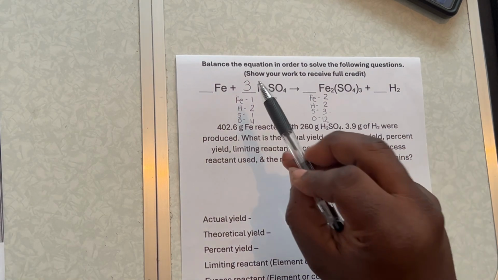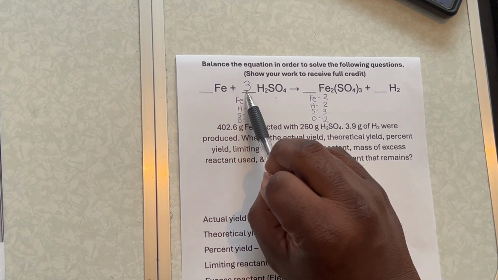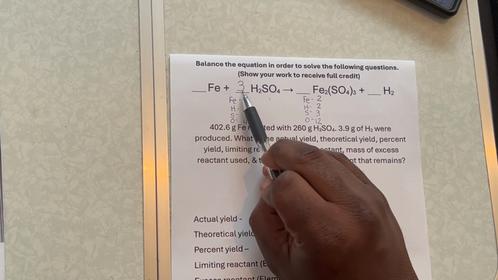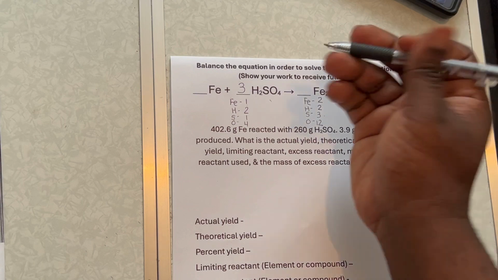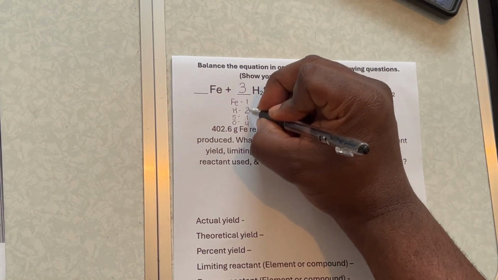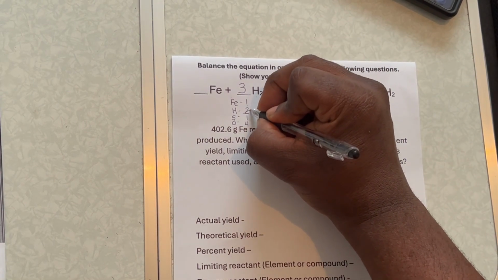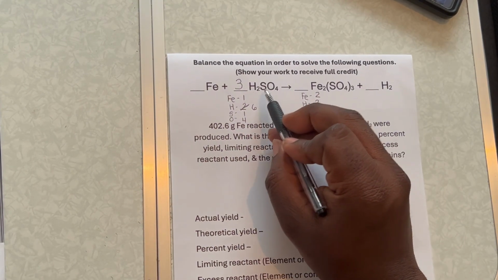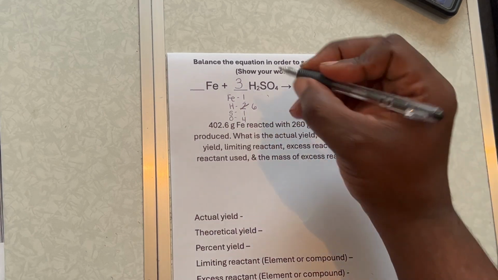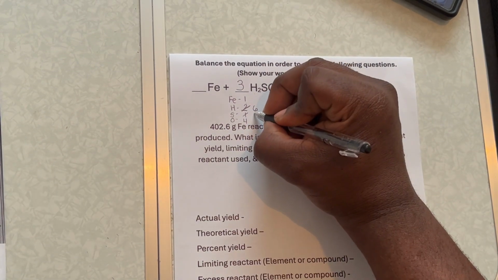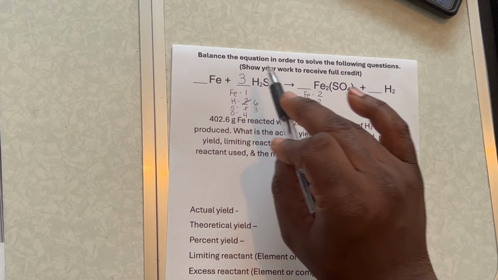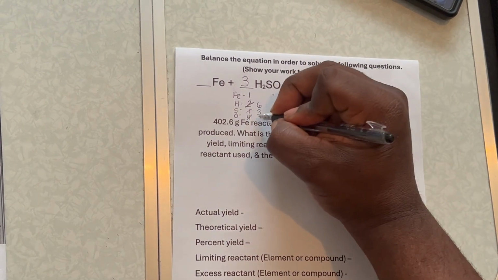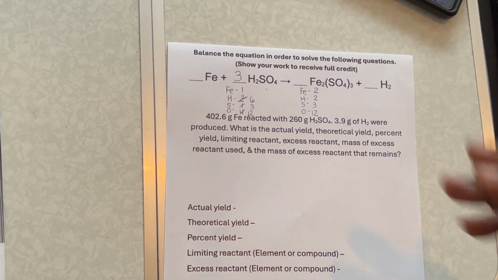So now if I put a 3 right there, that 3 for the coefficient is multiplied by all of this right here. So now 3 times H2 gives me 6 H's. So I'm gonna come down here to my H. I no longer have 2. I'm gonna cross it out and write a 6. 3 times S is basically 3 times 1, so I'm gonna cross that 1 out. Now I have 3 S's. 3 times O4 gives me 12, so I'm gonna cross out my 4 and write 12. So now I have 12 oxygens on the left side.